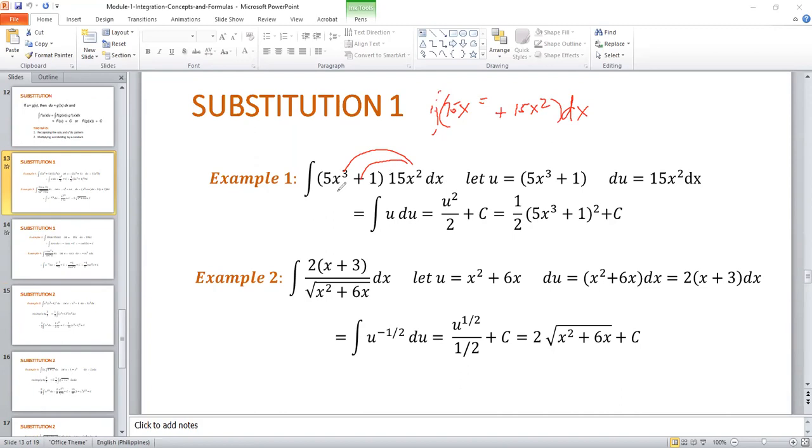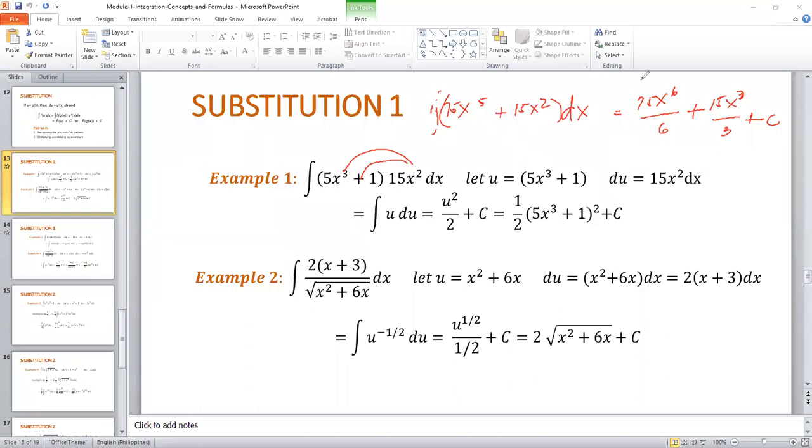If this is 75x to the fifth, then if you use power rule, that would be 75 x raised to 6 over 6 plus 15 x cubed over 3 plus c. That's a simple power rule. But if you wish to use substitution, that way you won't have to deal with big quantities here.